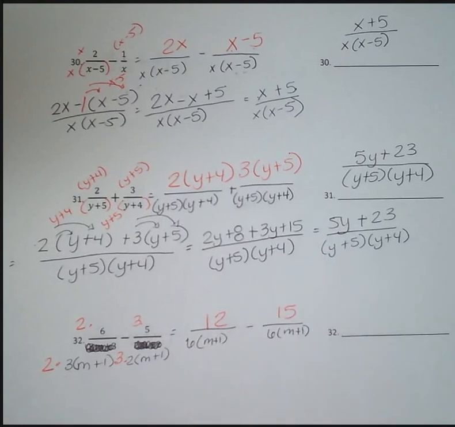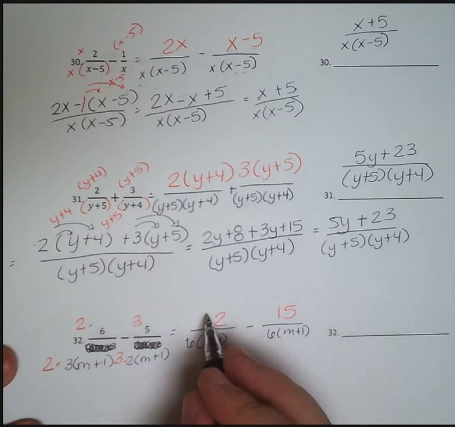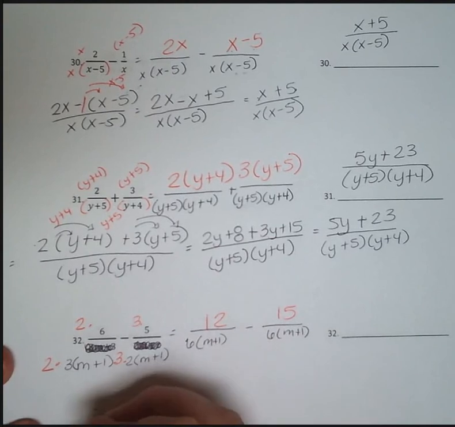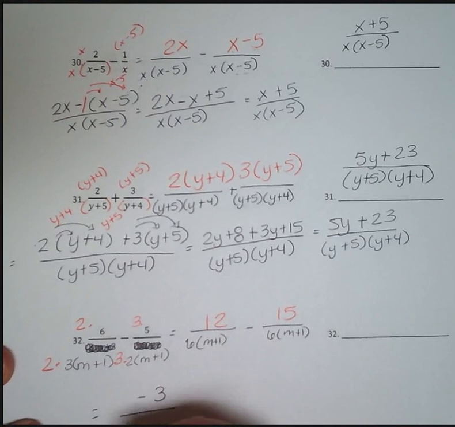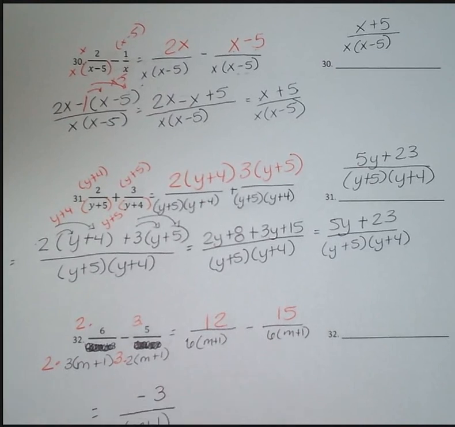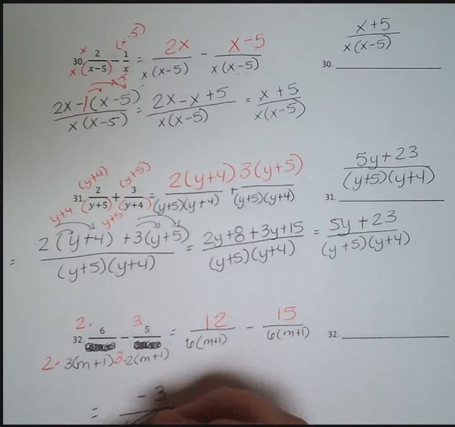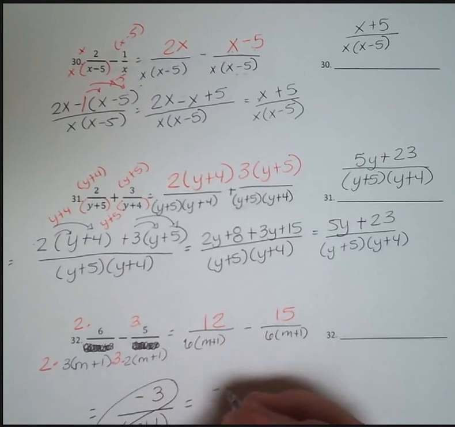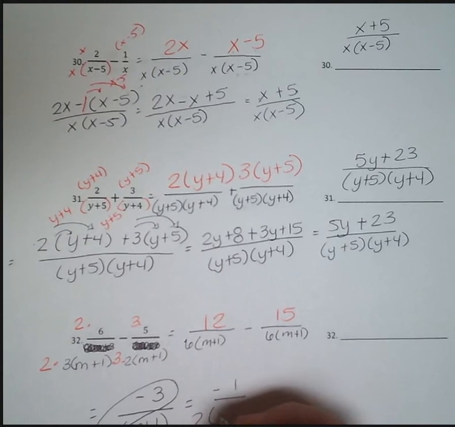So now we're going to combine those numerators. 12 minus 15 is negative 3 over 6 times m plus 1. And then the 6 and negative 3 can simplify to give us negative 1 over 2 times m plus 1.